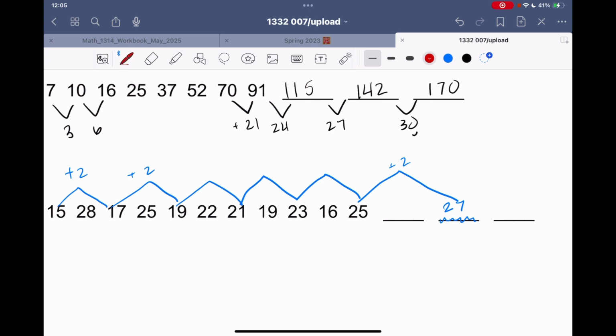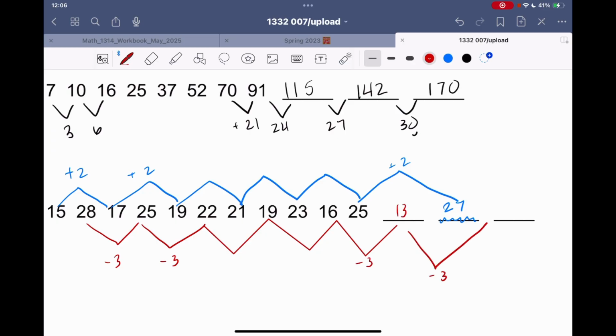Now, in the next pattern, it starts off high and then goes low. So 28 to 25, 25 to 22, 22 to 19, 19 to 16. And then it's going to include the number 16 minus 3, because our pattern here was negative 3. So 16 minus 3 is going to be 13. And then 13 skip minus 3 will be 10.